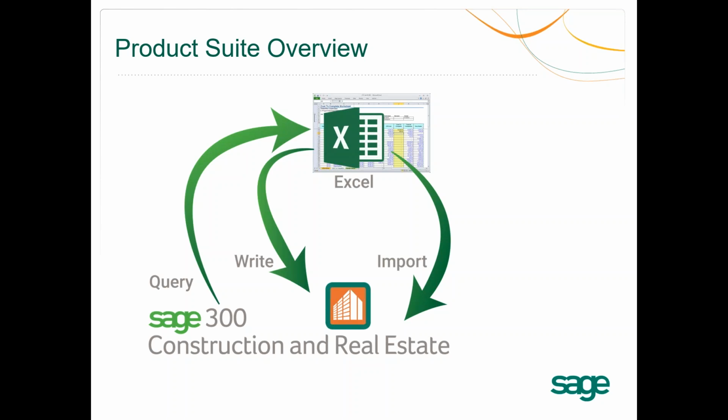Now, there are 3 products in the Office Connector product suite. So Office Connector is not just one product, it's a suite of products. The first and most common one is called Query. So if I'm sitting in Excel and I want to connect Excel to my Sage data, I'm going to use the Query capability. Now, of course, if you're familiar with Excel and Microsoft, Excel inherently has technology called Microsoft Query.